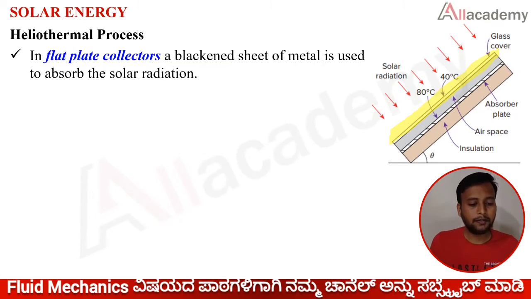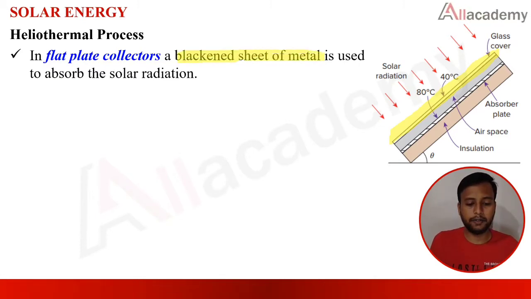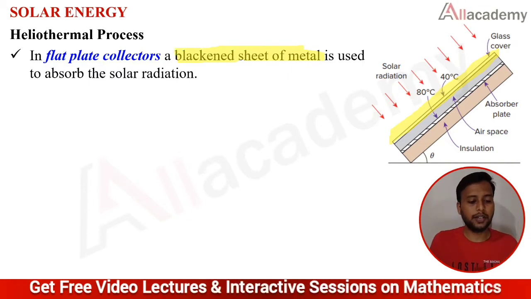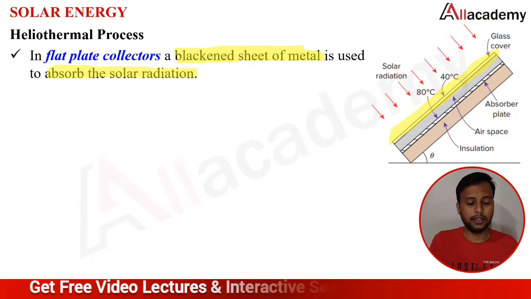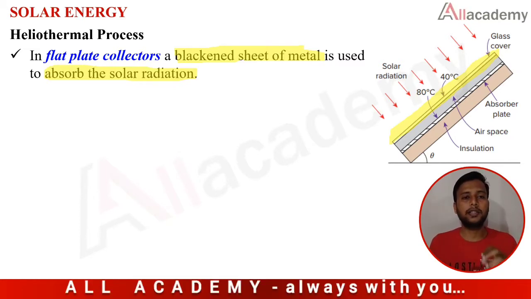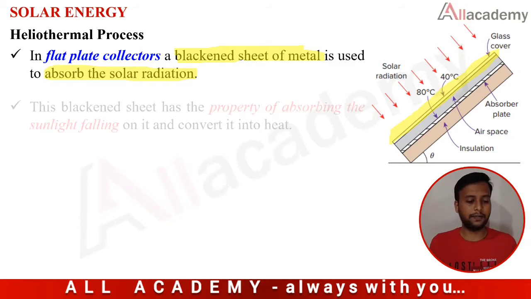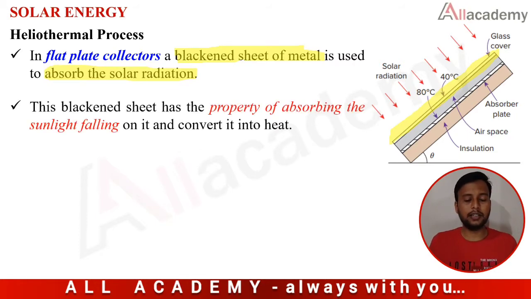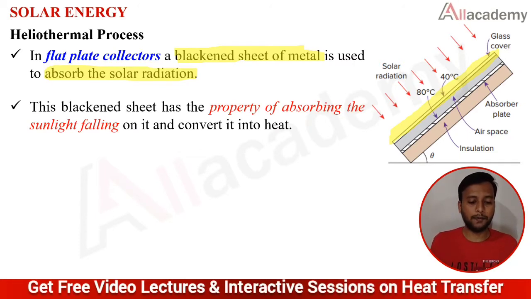And this flat plate is a blackened sheet metal which is used to absorb the solar radiation. Please note that it is a blackened sheet. It is used to absorb all the solar radiation which falls on this surface. This blackened sheet has a good property of absorbing sunlight, so such sheets are used as blackened sheets.